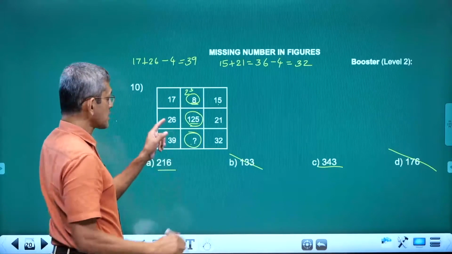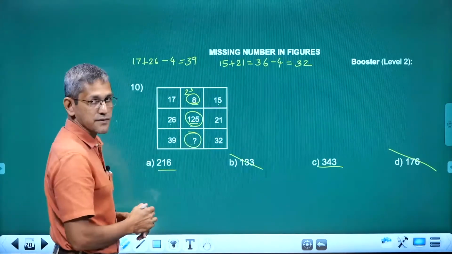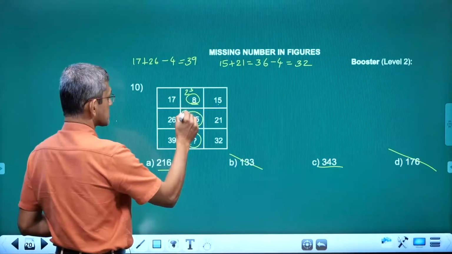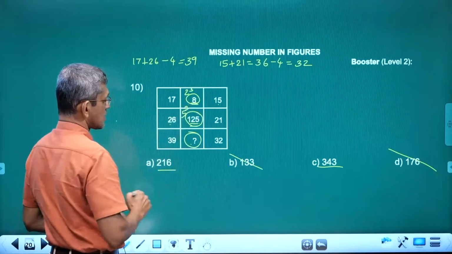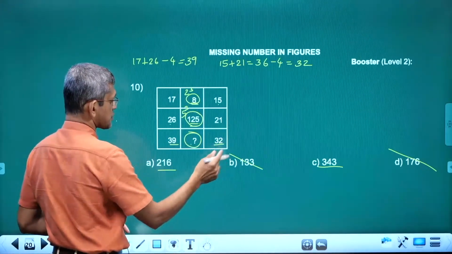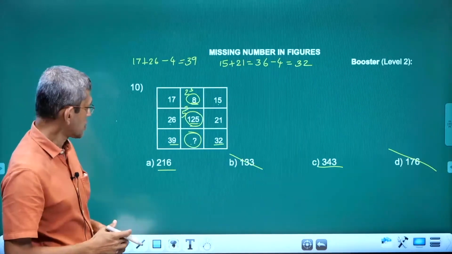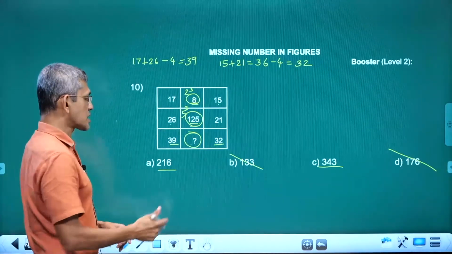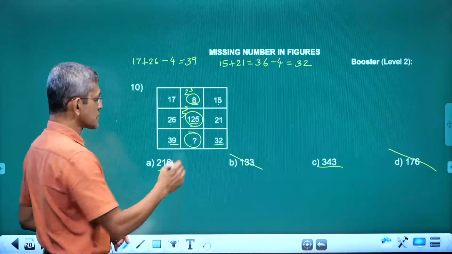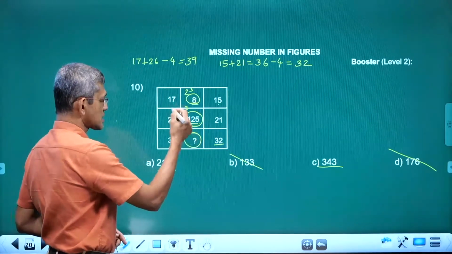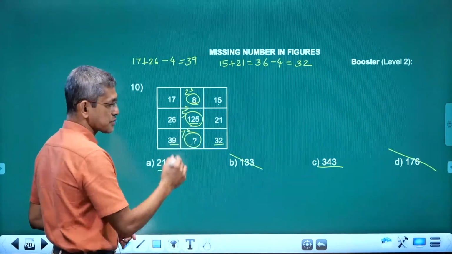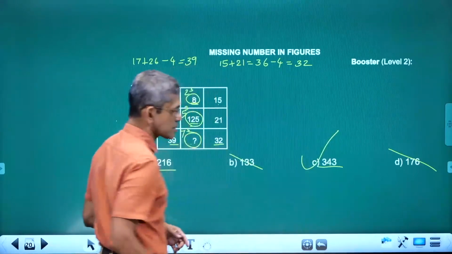And is it applicable here? 26 and 21, the difference is 5. So this is 5 cube. So how about 39 and 32? What's the difference? 6 is the difference, right? No, 7 is the difference. So 32 and 39, 7 is the difference. So this must be 7 cube. So the answer we have is 7 cube. 7 cube is 343. So answer choice C.